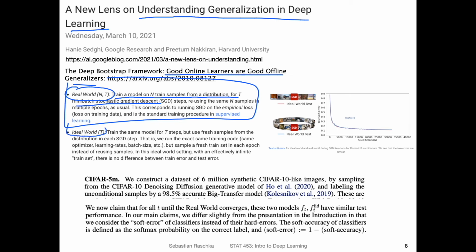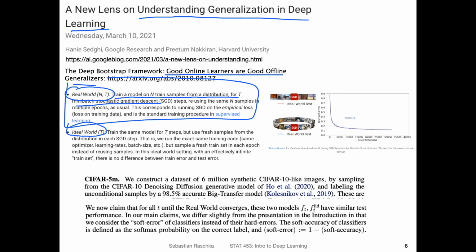But then they have another scenario, they call that the ideal world. Here, instead of doing mini batch gradient descent on a fixed size training set, they have infinite data. So they are drawing every time a new mini batch from the distribution of new data. They have an infinite pool of new data, and they don't have epochs because the data never repeats. They always draw new data.